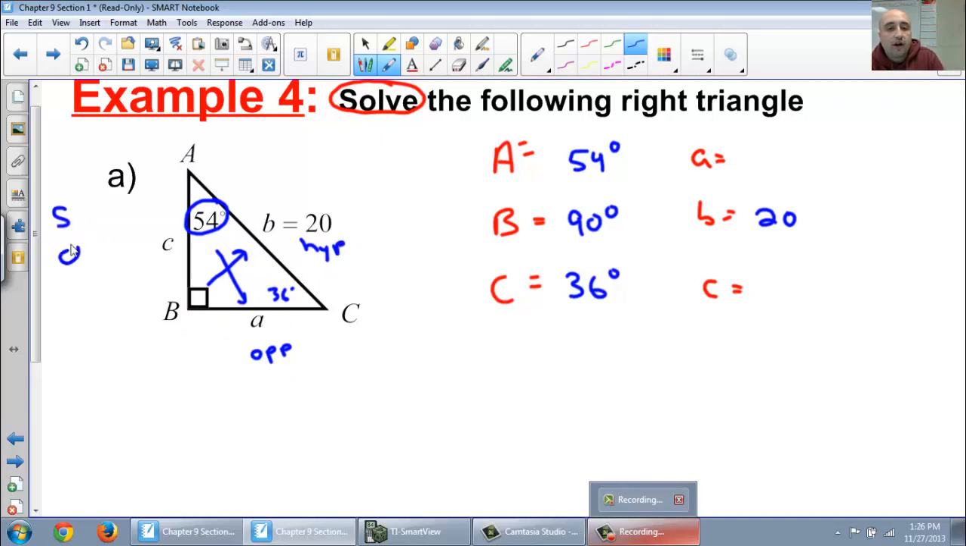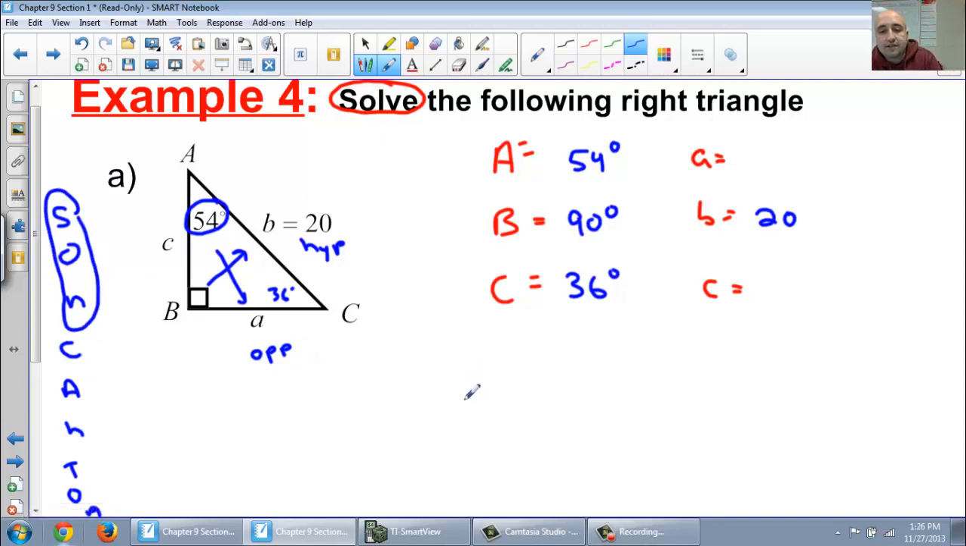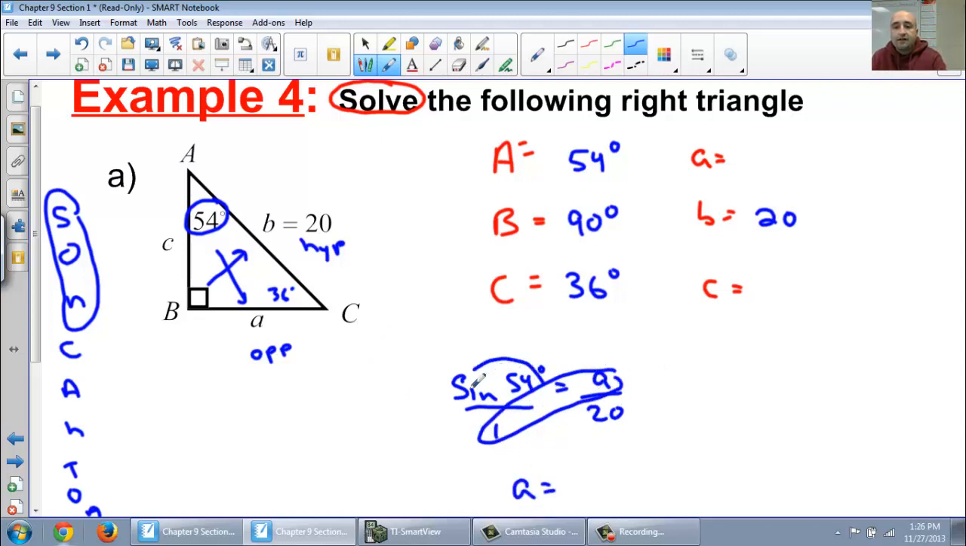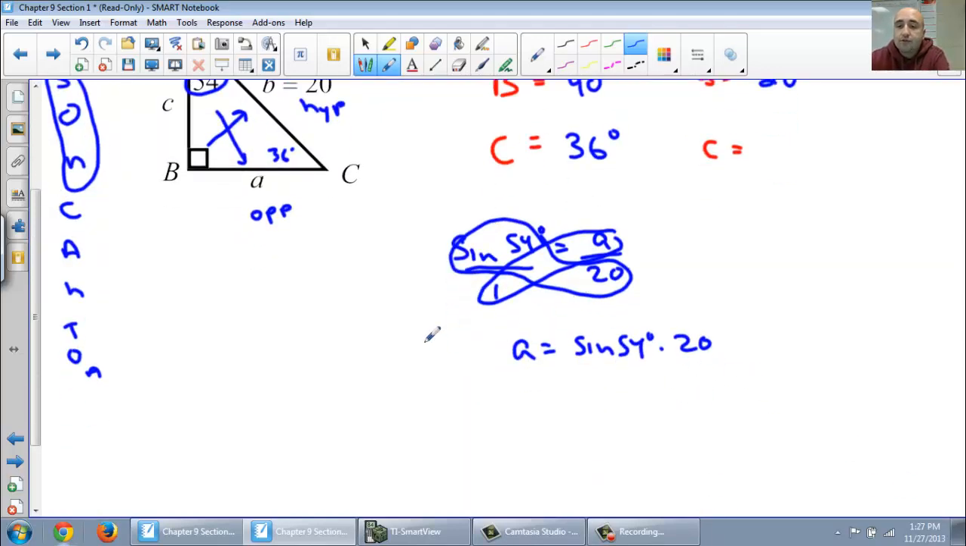So which trig function, for SOH CAH TOA, is opposite and hypotenuse? Hopefully you recognize that it's sine. So we're going to set up our sine. Sine of 54 degrees is equal to opposite, which is A, over hypotenuse, which is 20. Then I'm going to do the same thing I've always done. I'm going to put it over 1 and cross multiply. A times 1 is A. Sine of 54 degrees times 20. Our A is already by itself, so we're already good.